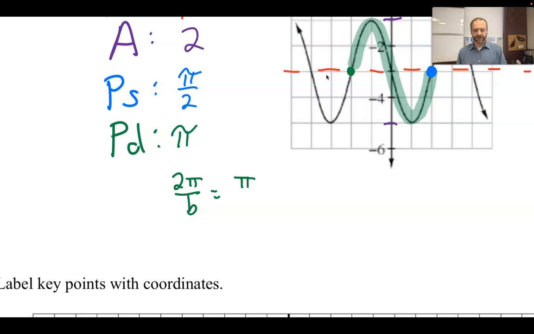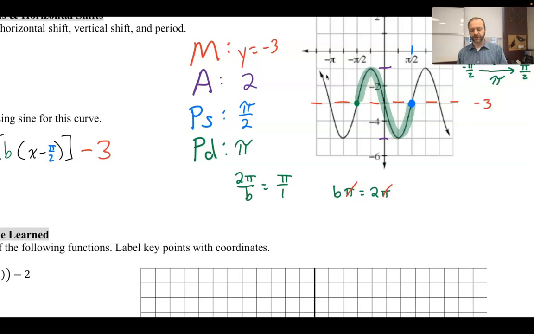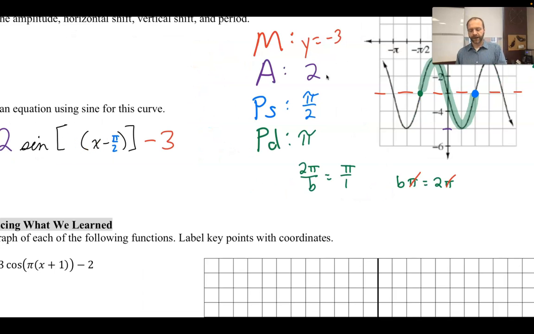All right, so let's put this over 1. Let's cross multiply. B times pi equals 2 pi times 1. And yep, the pi's can cancel. So I know b equals 2. So you know what we're going to do? We're going to erase this b and put 2.